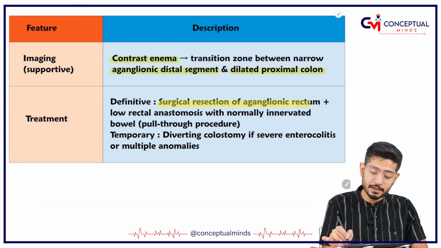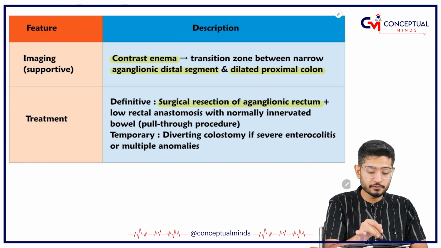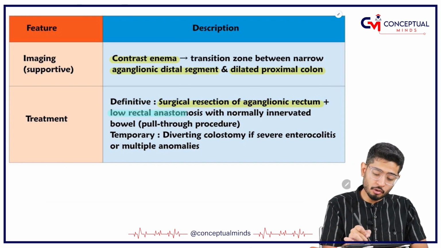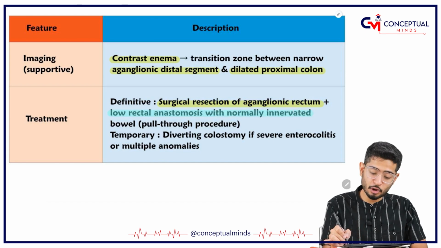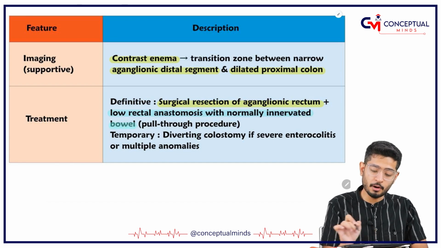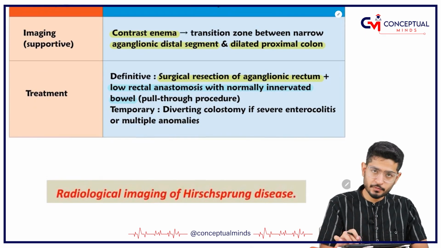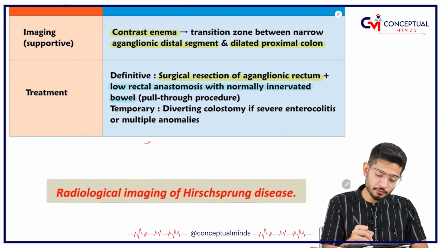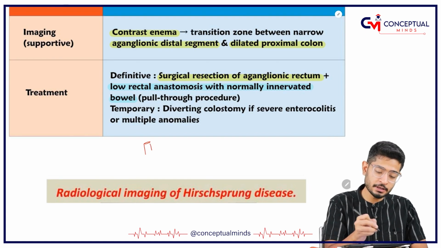Surgical resection of aganglionic rectum. First of all you resect the aganglionic rectum and you do a low rectal anastomosis with normally innervated bowel. Okay, are you getting it? This is something you are supposed to do. You cut the segment which is having the aganglionic part.